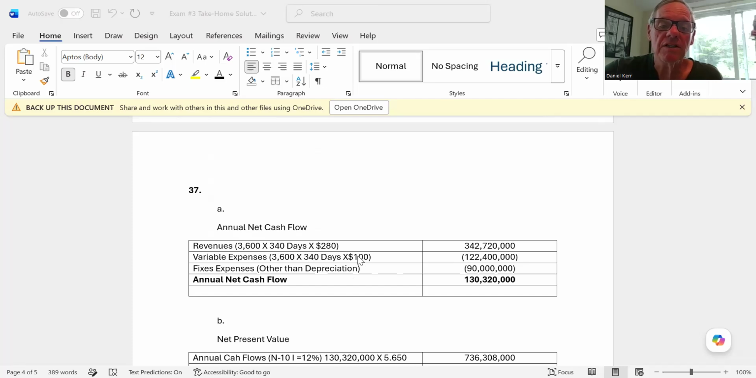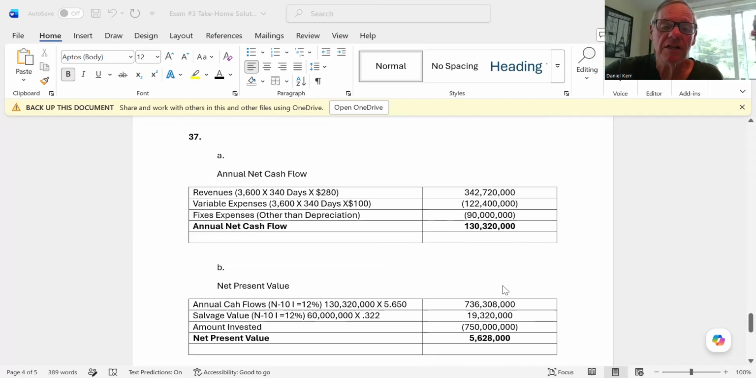The variable cost they told us was $100 a day. So 3,600 times 340 days times $100 a day. And then the fixed expenses other than depreciation, they told us was $90 million per year. So the annual cash flow is $130,320,000. So there's your annual cash flow.